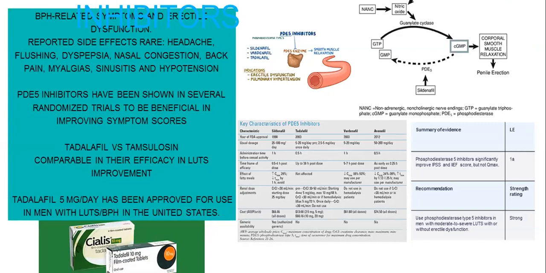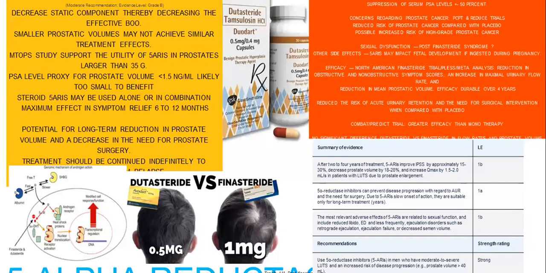Moving on to our 5-alpha reductase inhibitors to prevent progression. They block the conversion of testosterone to dihydrotestosterone, and they are efficacious in the treatment of LUTS due to prostatic enlargement. They are used to prevent BPH progression rather than acute symptom treatment. There are 3 isozymes of 5-alpha reductase: type 1, 2, and 3.